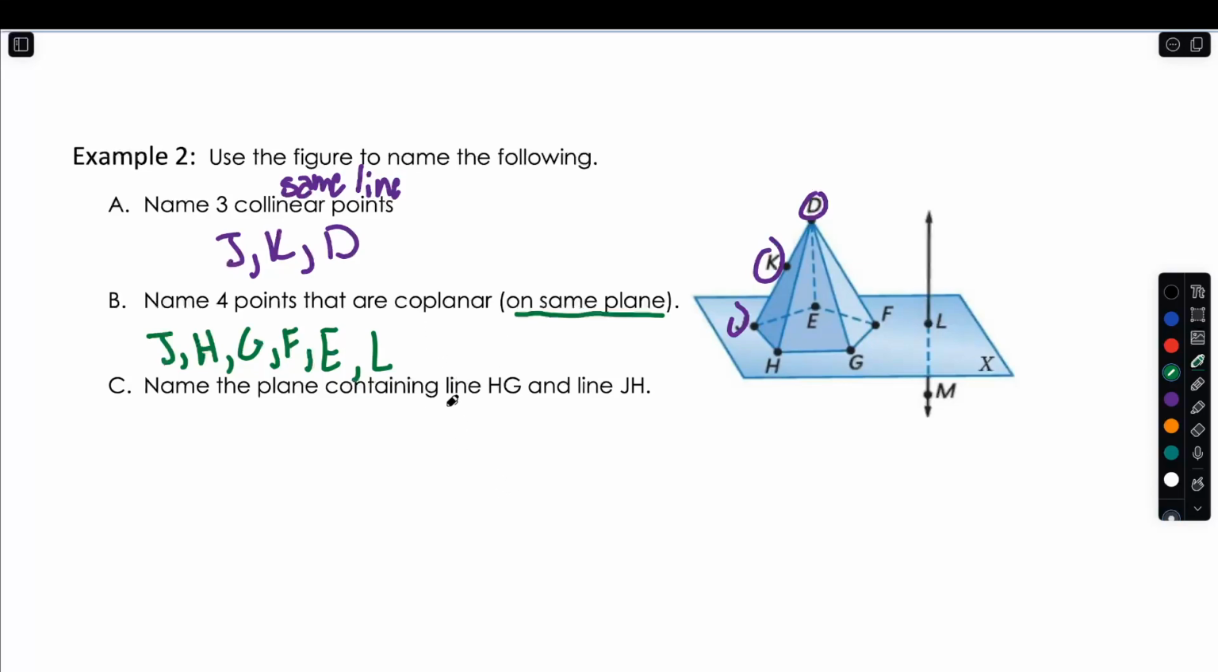Lastly, name the plane containing line HG and line JH. Let's find HG here. That would be this line here. And JH would be this line here. Therefore, to the best of what we can tell, line HG and JH all sit on this plane here, plane X.